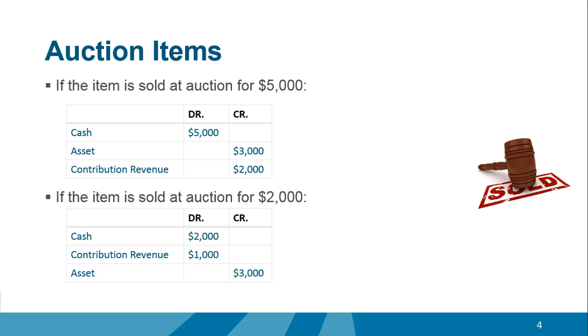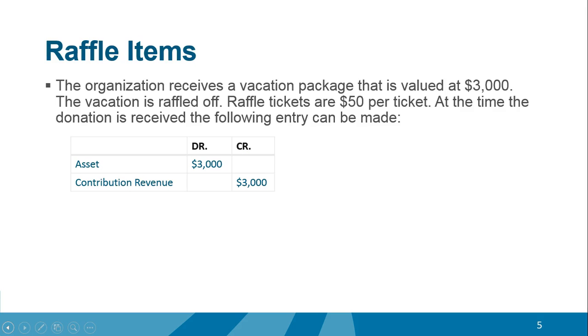Now, if the item is sold for $2,000 rather than the $5,000, the entry would change slightly. There would still be a debit to cash, this time for the $2,000 that was received. There would still be a credit to the asset for $3,000 to remove the item, but there would be a debit to contribution revenue for $1,000 rather than a credit. This is to reduce the amount of the contribution revenue originally recorded since the item sold for less than what it was valued at. Lastly, let's review raffle items.